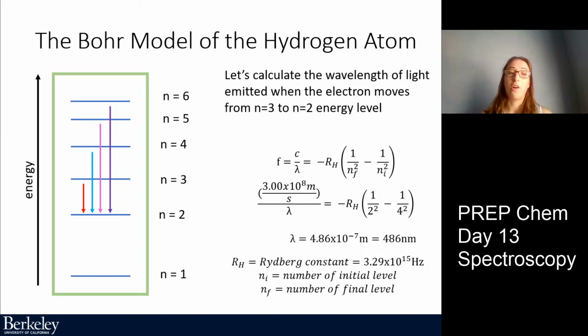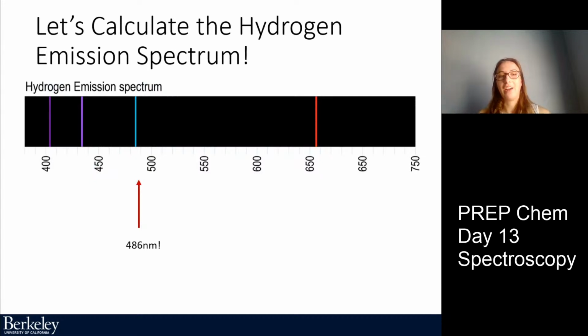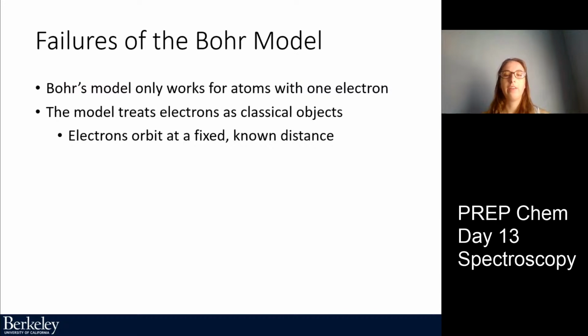So someone asked if there are other transitions. The answer is yes, absolutely, but these aren't observed in your spectrum. So that's why we only talked about these today, because our goal was to exactly calculate this entire emission spectrum, which we would be able to do if we just looked at the transitions between those 6 energy levels. Okay. So briefly, just as a reminder, there are a lot of failures of the Bohr model.